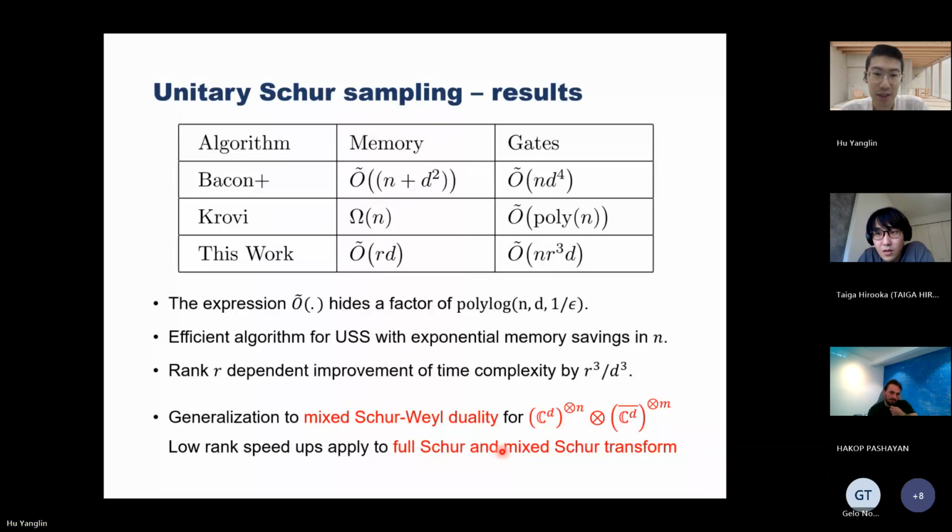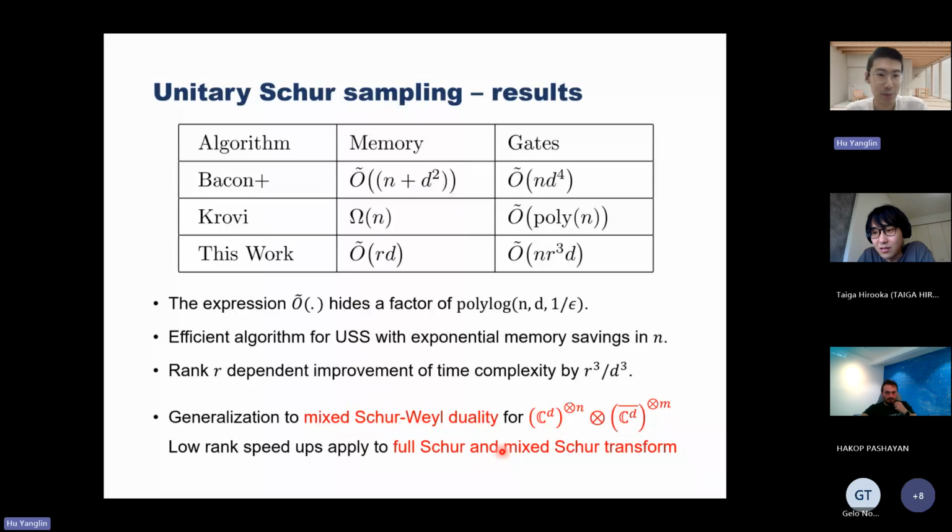Okay. Sorry, I forgot the definition of n and d. n is the number of qubits. And d is the dimension of the Hilbert space. So I'm interested in the relationship between d and n. Could you tell me?